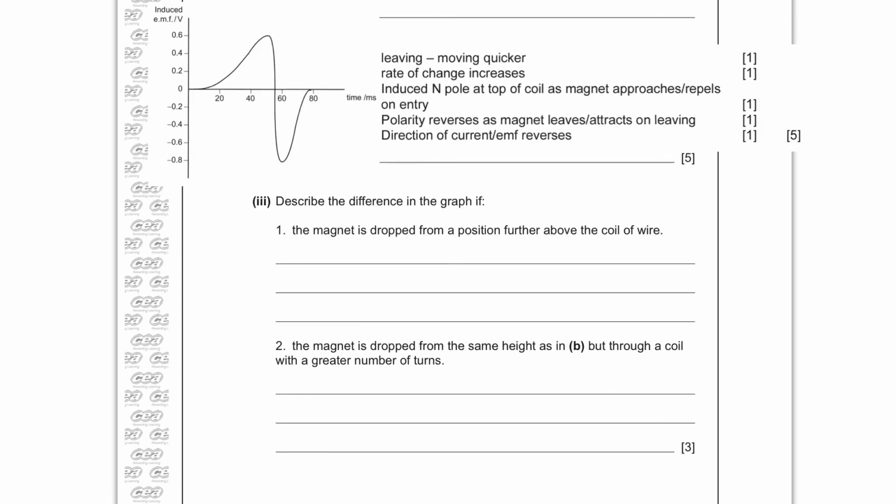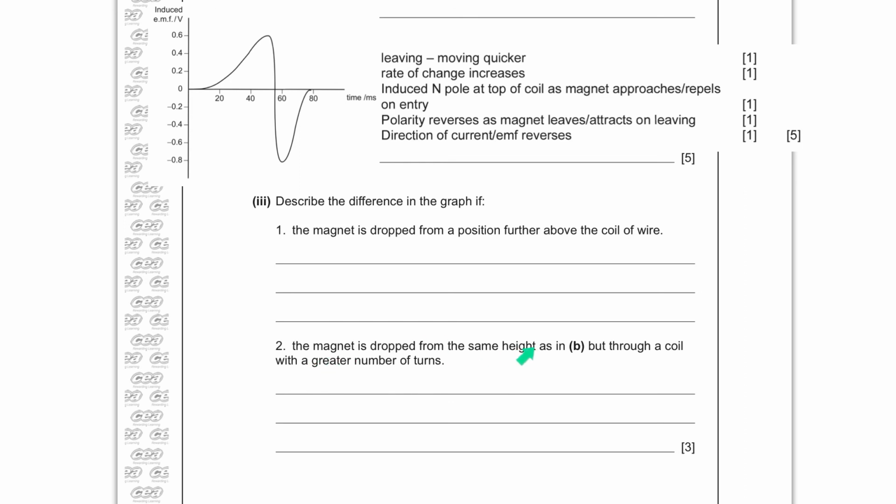Now they want to know how the graph would be different if the magnet was dropped from a position further above the coil of wire. Okay, so it's coming in from a higher point. It will have reached a higher speed by the time it reaches the coil. So both peaks will increase in size, but they will reduce in duration. So the time duration will shorten, but the peak sizes themselves will increase.